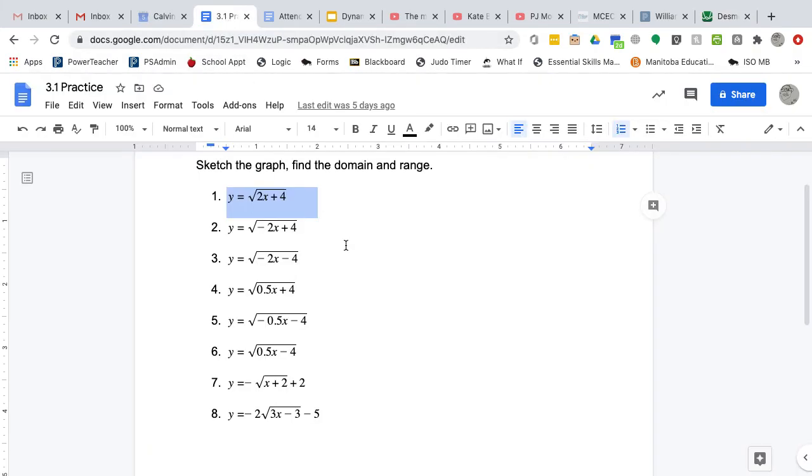Also, for those of you viewing at home, if you want the answers for domain and range, they're hidden right next to it. Don't look at them until you're checking your work. Don't go, oh, is that right? Oh, yeah, it is. No, do the work, and then check.